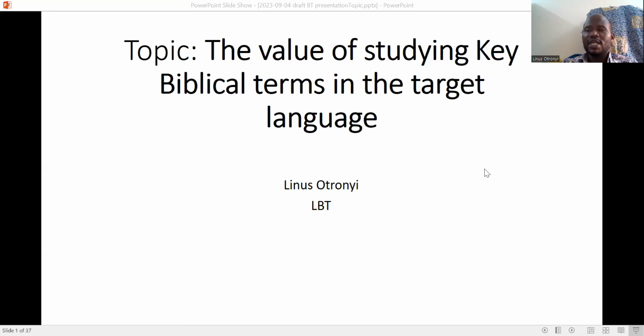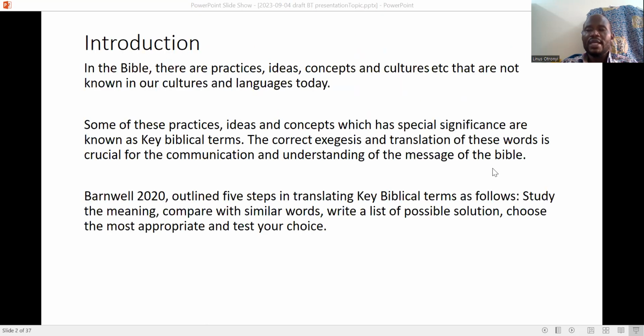The value of studying key biblical terms in the target language. In the Bible, there are practices, ideas, concepts, and cultures that are not known in our cultures and languages today. Some of these practices, ideas, and concepts which have special significance are known as key biblical terms. The correct exegesis and translation of these terms is crucial for the communication and understanding of the message of the Bible.